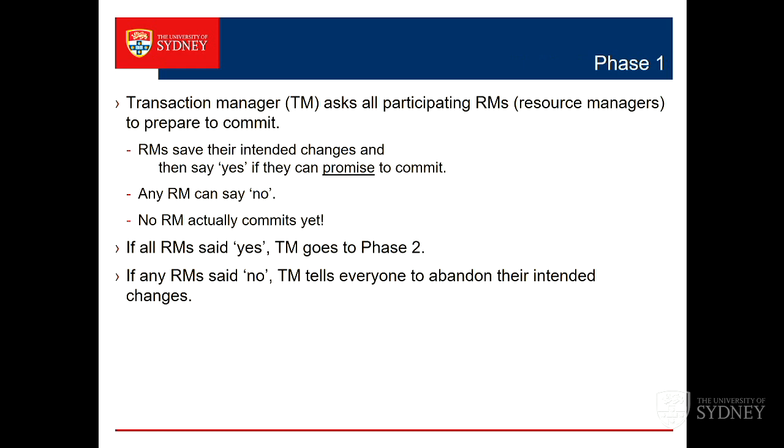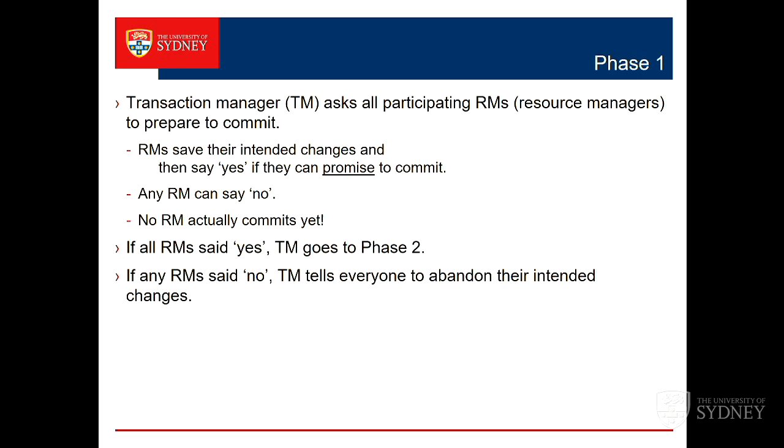So the TM asks all the other TMs, RMs to prepare to commit. The RMs, so it might go TM to TM to RM. The RMs involved will save their changes. They'll do a sort of preliminary commit and then say yes. And when they say yes, that's a promise. It's a non-breakable promise. Non-breakable because they've logged it. Any of those RMs, TMs can say no, in which case the whole transaction is aborted. But if they all said yes, then we go to phase two.